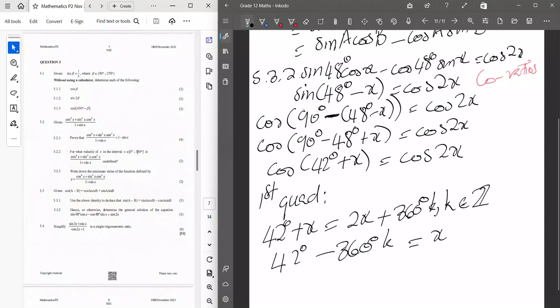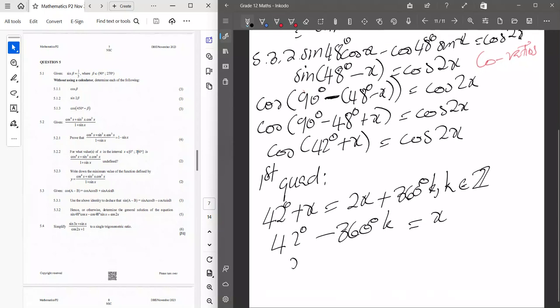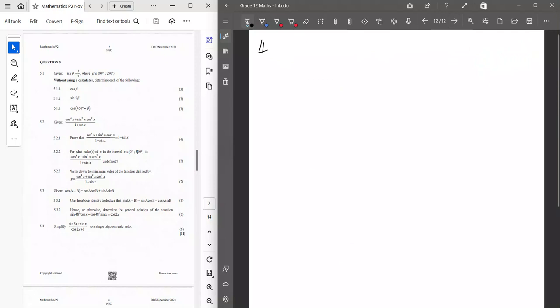minus 360 degrees. Normally, I know you prefer to write it like this, guys. It's okay. All right? So this is it. But we are not done. Where else is cosine positive? In the fourth quadrant. Let's now look at the fourth quadrant.